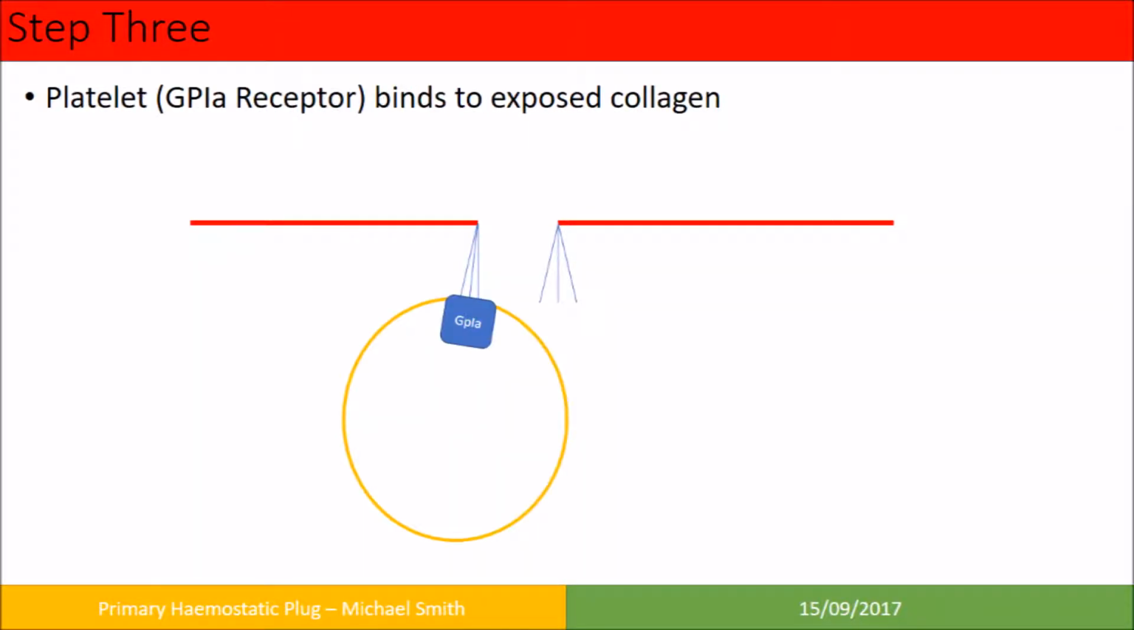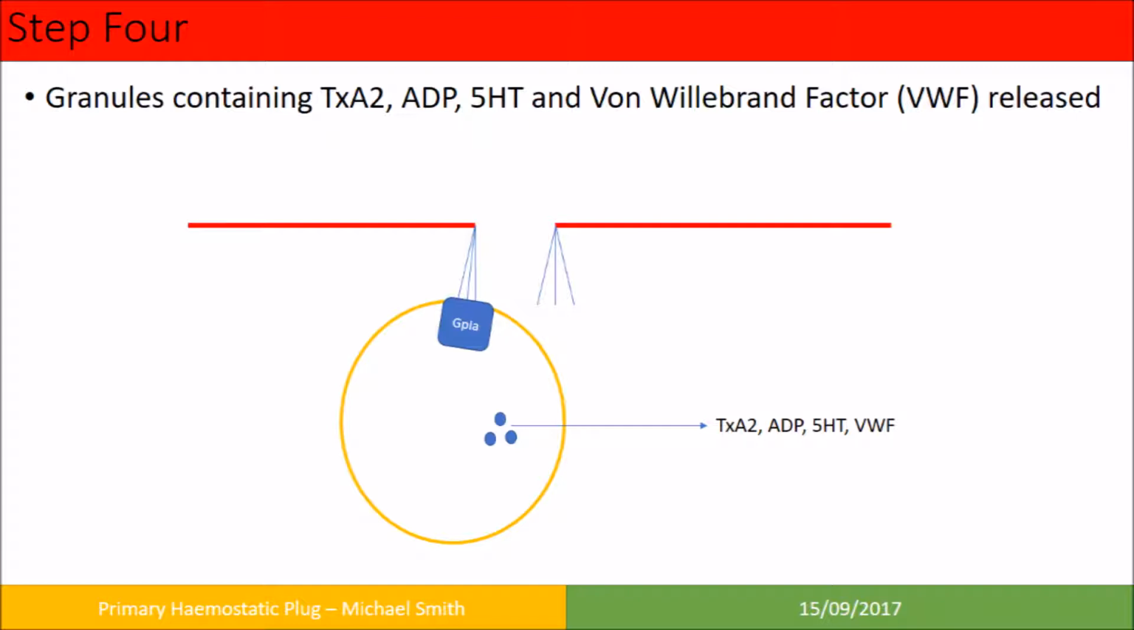We then have platelets, which are floating around inside the blood, binding to this collagen, and this takes place at the GP1A receptor of our platelet. This activates our platelet, and that causes granules, which contain thromboxane A2, ADP, serotonin or 5-HT, and von Willebrand factor to be released, and they go and have the effect of causing further coagulation within the vessel and around the site of the damage.